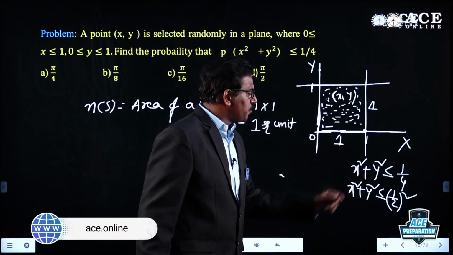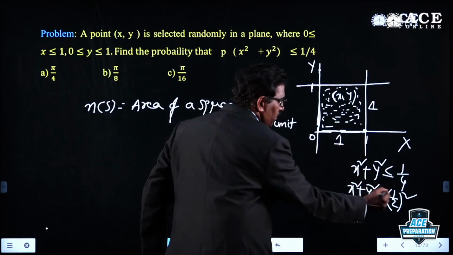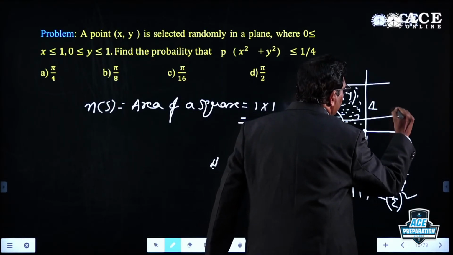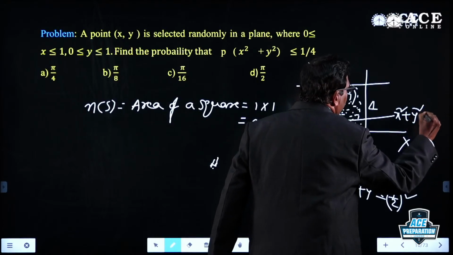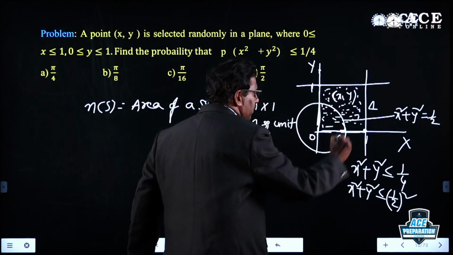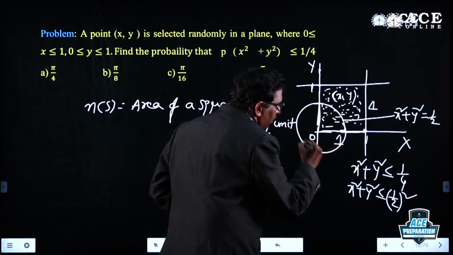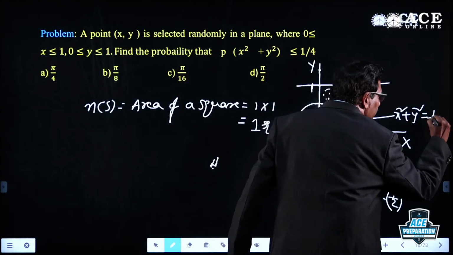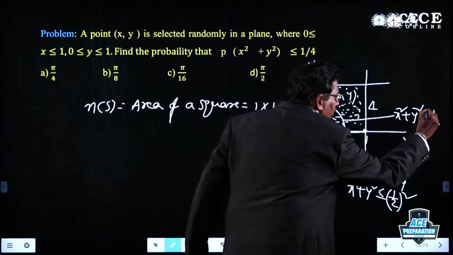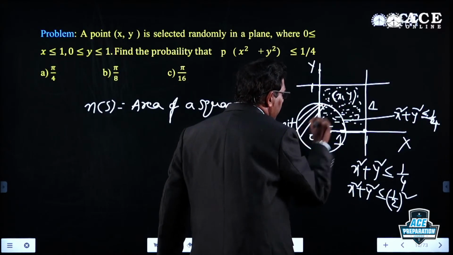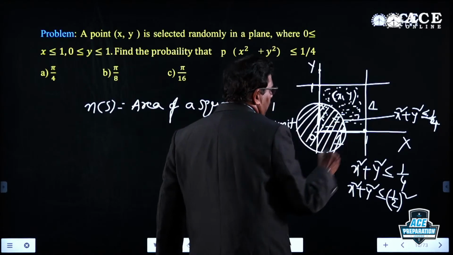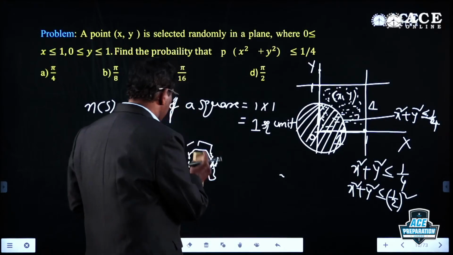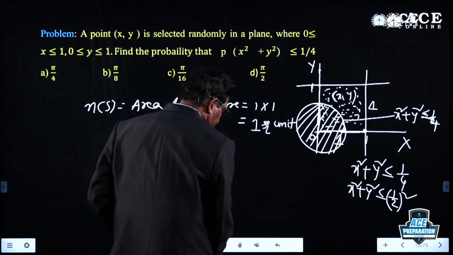Is it the inside portion of the circle or not? What is x square plus y square? See, this is a circle. This circle boundary is nothing but the circle x square plus y square is equal to 1 by 4. But less than or equal to 1 by 4 means what? Inside the region. But the complete inside region is not our favorable case. What is our favorable case here?